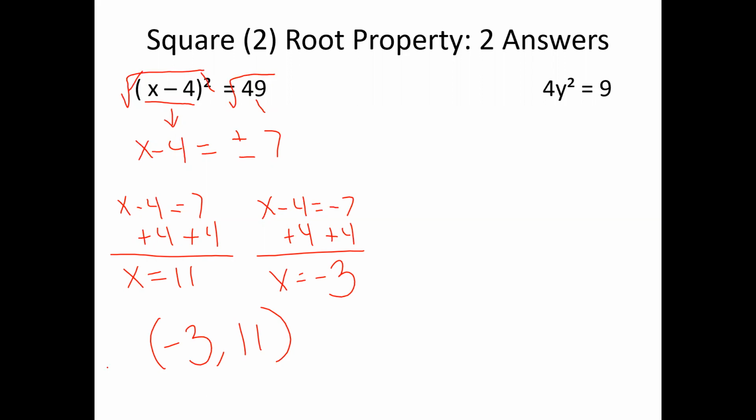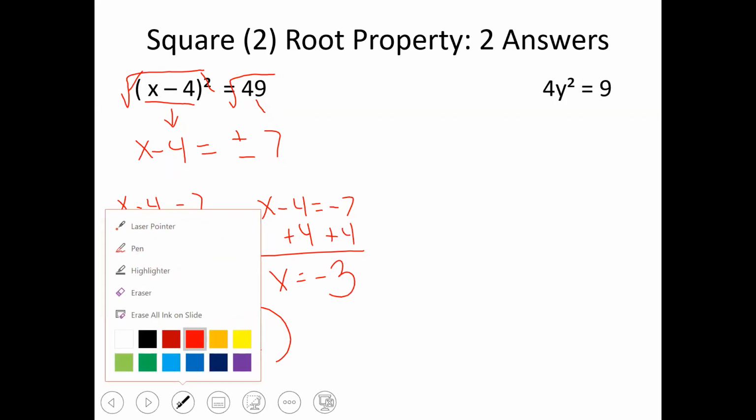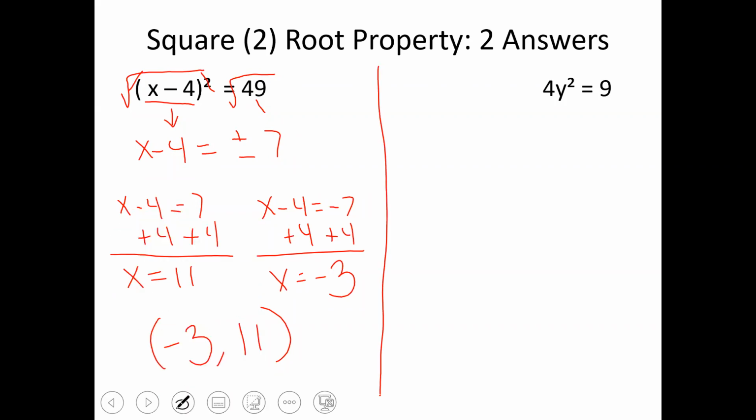So in the instruction, it always says use the square root property. So you know to take the square root of each side, and that's your plus and minus. So for square root, you'll have two answers. Okay, so let's look at the second example. So it'll say use the square root property to solve. So put your square root on each side.